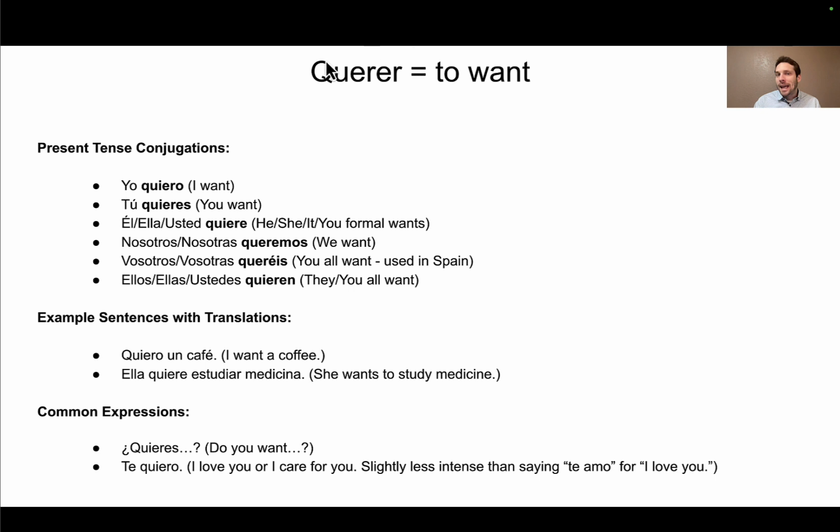Next up is querer, meaning to want. The ways that you use this verb: quiero, quieres, quiere, queremos, queréis, quieren. You can say quiero un café. I want a coffee. Ella quiere estudiar medicina. Common expressions: ¿quieres algo? Do you want something? Or te quiero. I love you, or I care for you.